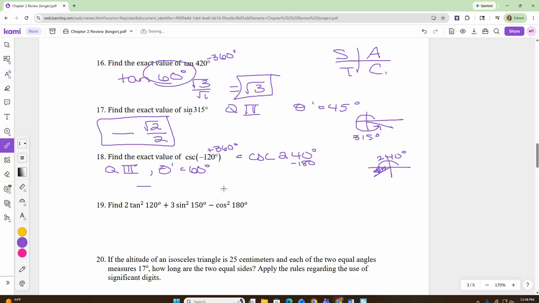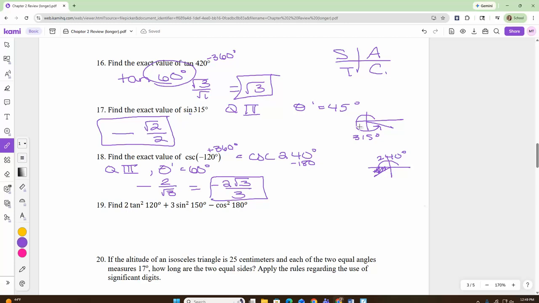Okay, so let's think about sine. The sine of 60 is radical 3 over 2. Cosecant would flip it, so 2 over radical 3. So get your radical off the bottom, so negative 2 radical 3 over 3.